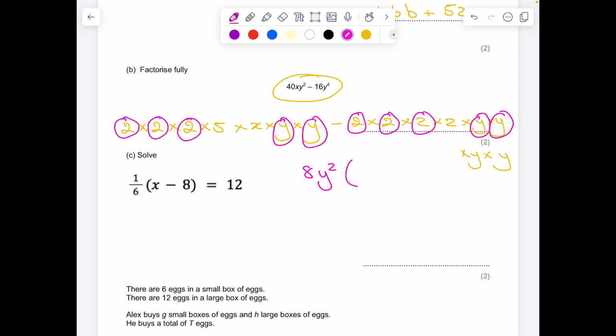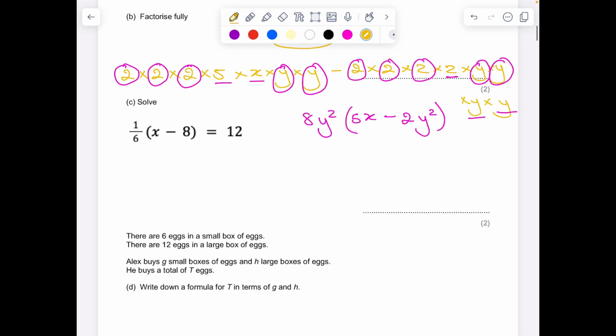And then inside the brackets on this term, I've got the 5 and the x left. So I put 5x. Take away, and then on the other term, I've got 2 times y times y. So 2y squared, and I have factorised it.